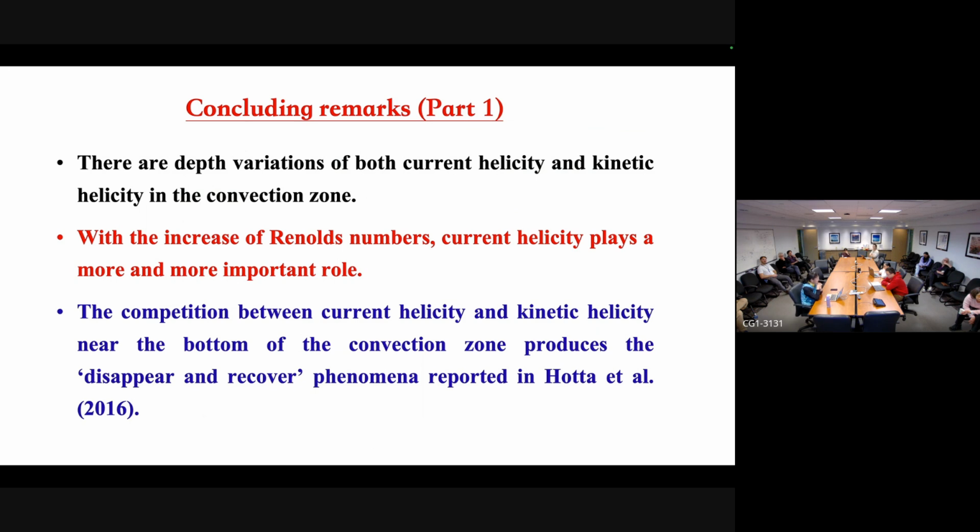So these are the concluding remarks of this first part. We found that there are depth variations of both current helicity and kinetic helicity in the convection zone, and with the increase of Reynolds numbers, the current helicity plays a more and more important role. The competition between current helicity and kinetic helicity near the bottom of the convection zone produced the disappear and recover phenomena reported in Hodgson's 16 paper.